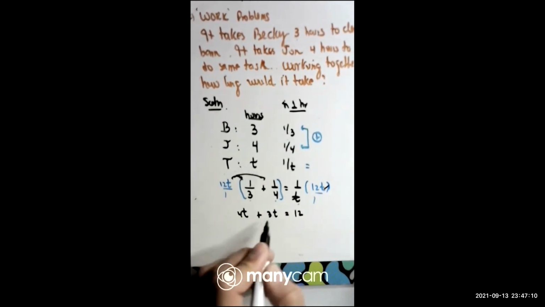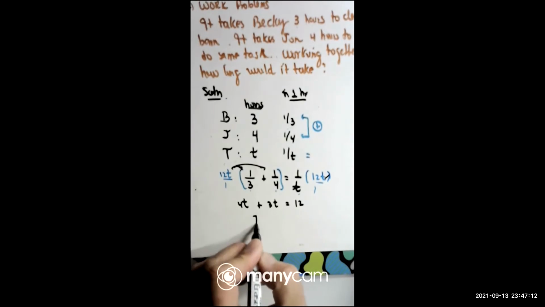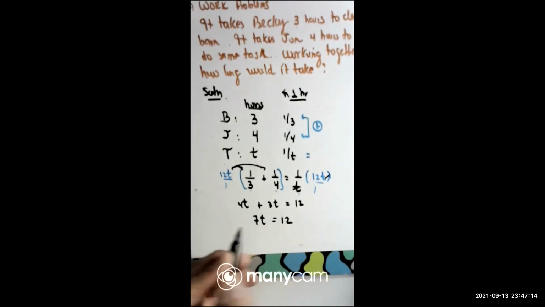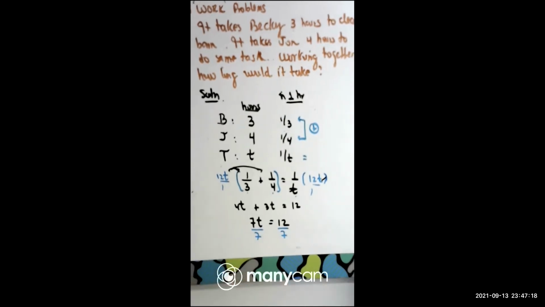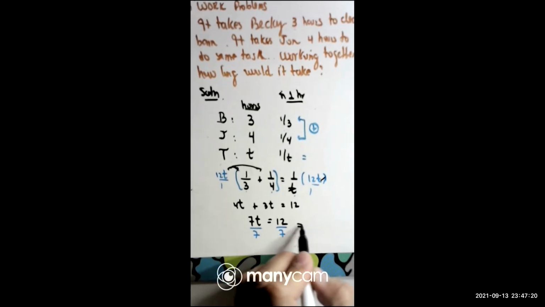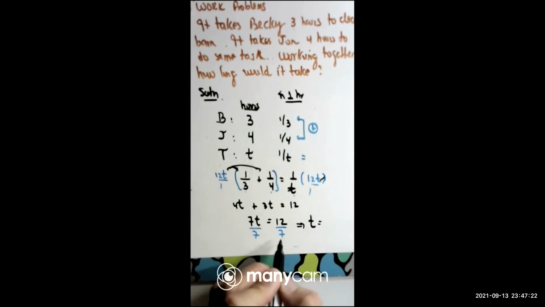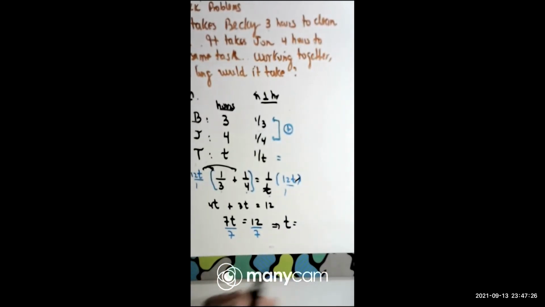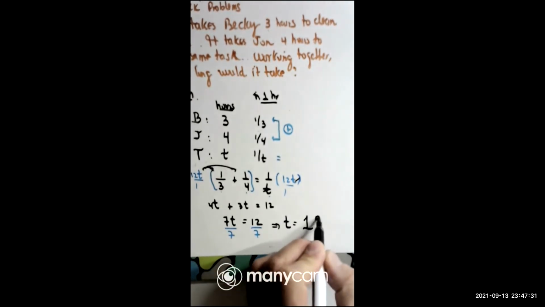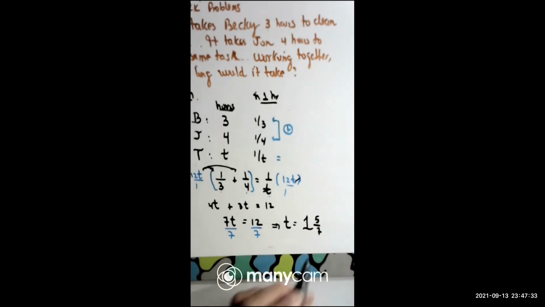So 3 plus 4 equals 7T, equals 12. So with 7T, we divide by 7. We divide by 7. And what do I get? T equals 12 over 7, which in mixed fraction is 1 hour, and 12 minus 7 will be 5/7. So it will be 1 and 5/7 hours.